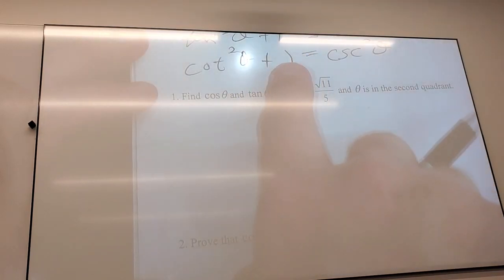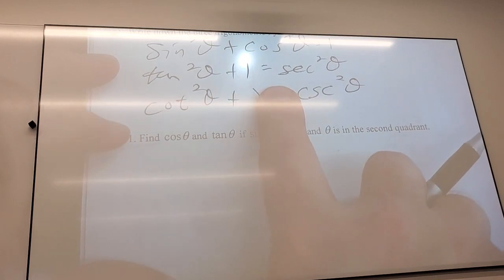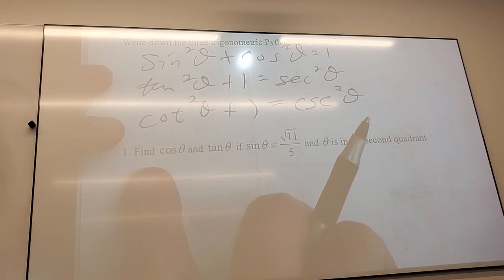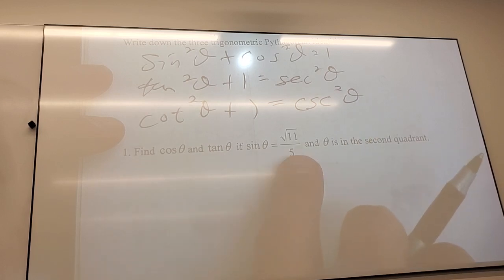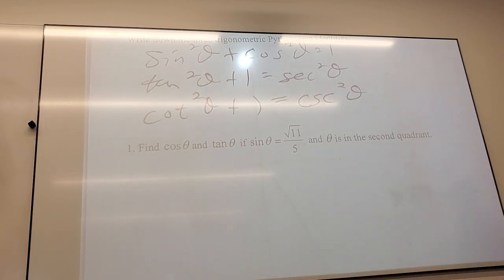So, somehow, I think this problem is gonna relate to these. And that's why I asked you for these right before this. I wanna know what cosine and tangent are if sine theta is this and theta is in the second quadrant. Real quick, if I'm in the second quadrant, what's true about cosine? Cosine is negative, because cosine likes x, and in the second quadrant, x is negative, right? So that's beautiful, that helps.